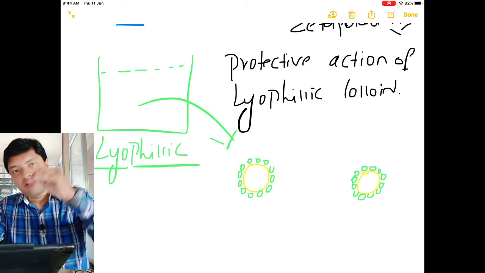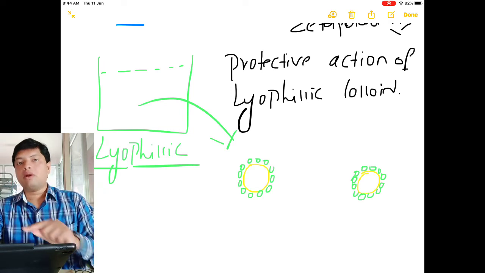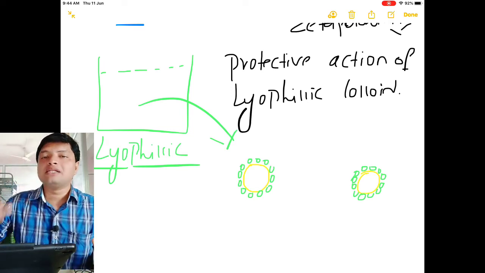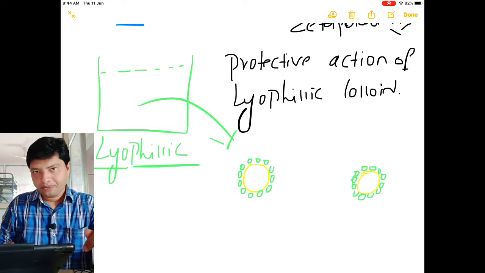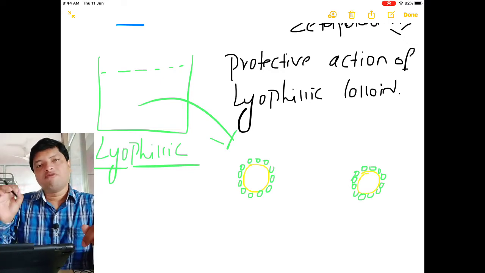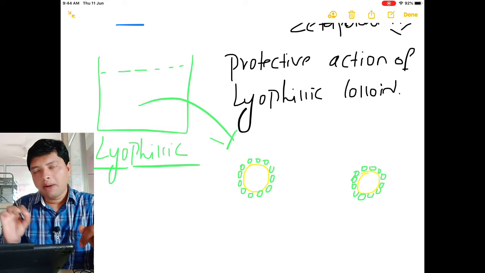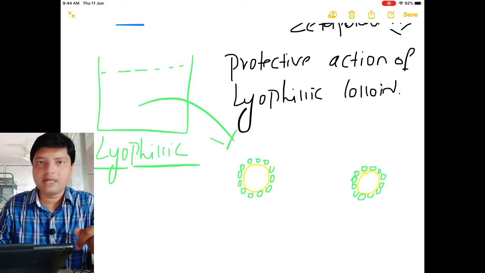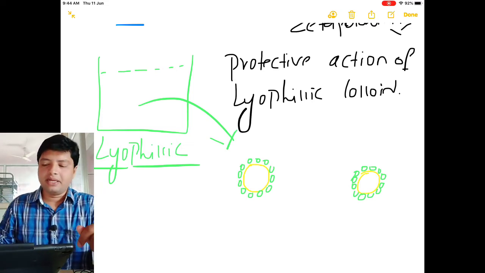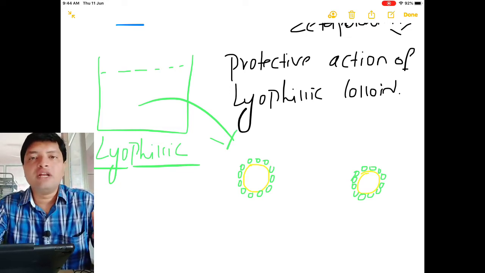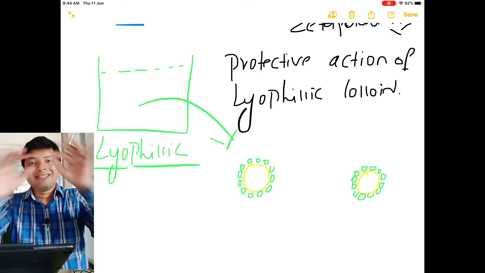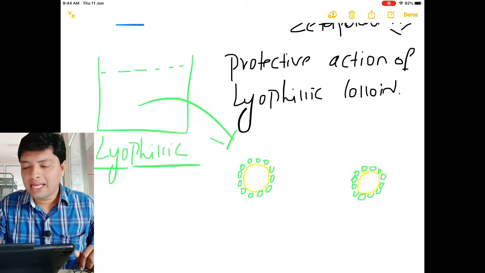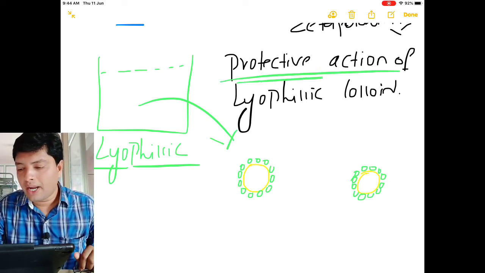Now by addition of lyophilic colloid to lyophobic colloid, a virtual solvent sheet is created, because the lyophilic colloid is getting adsorbed on the surface of the lyophobic colloid, and it will increase its stability. This is how lyophilic colloid will increase the stability of lyophobic colloid. This concept we call protective colloidal action.